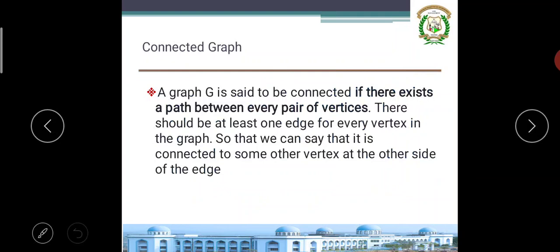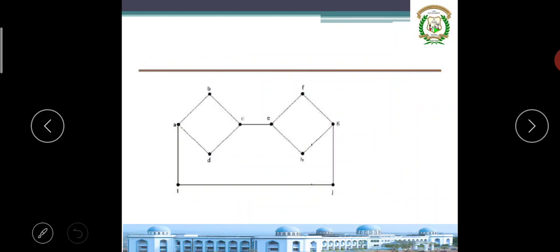Then connected graph. What is a connected graph? A graph G is said to be connected if there is a path between every pair of vertices. There should be at least one edge from every vertex in the graph so that we can say it's connected to some vertex at the other side of an edge. In other words, connected graph means if I start traveling from one vertex, I should be able to reach other vertices in that graph. If you take any vertex, you can travel and reach any vertex in this graph.